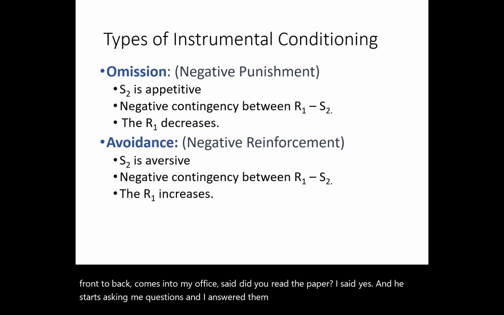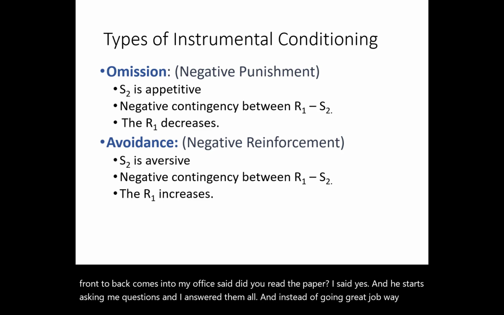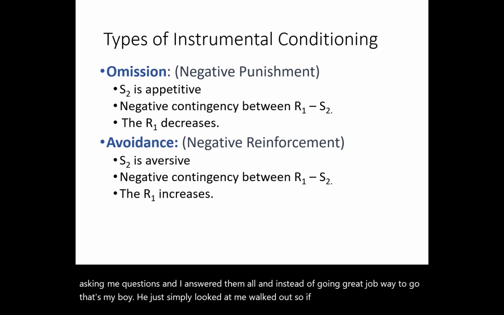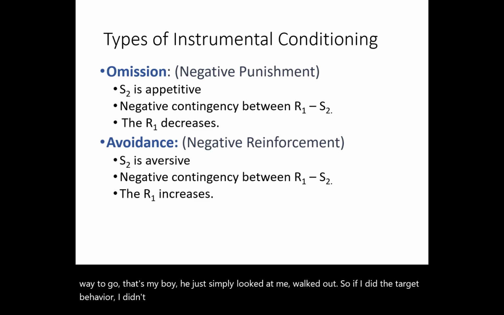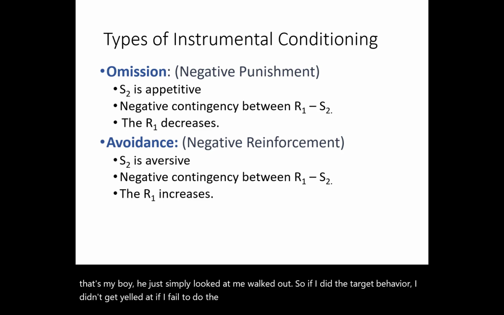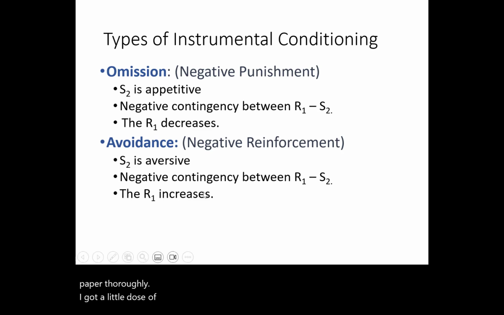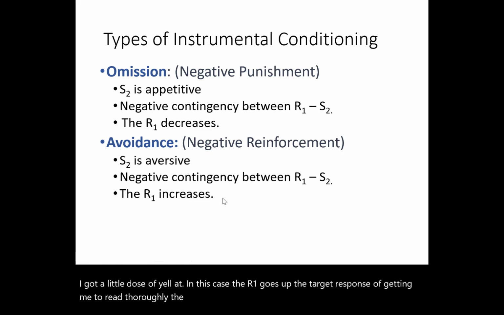And instead of going, "Great job, way to go, that's my boy," he just simply looked at me and walked out. So if I did the target behavior, I didn't get yelled at. If I failed to do the target behavior, which is reading the paper thoroughly, I got a little dose of yelling. In this case, the R1 goes up. The target response of getting me to read the paper thoroughly, I did that from then on.